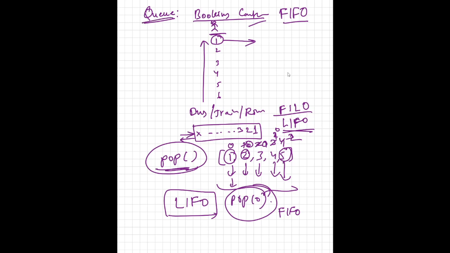So in the case of a booking counter, you understood FIFO. First come, first out in the booking counter case. In case of a train or bus, whoever entered last, that person will come out first. So using the pop, which I have explained, you can create both of them, FIFO and LIFO. First in first out, last in first out.